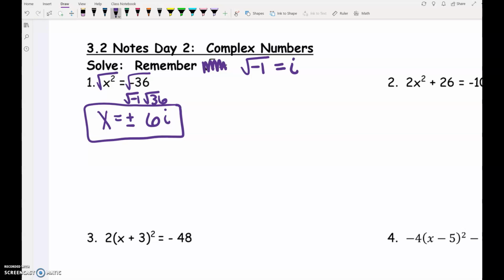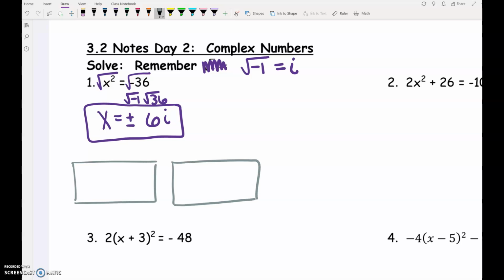Now, today, your assignment is going to be online through Clever, through Big Ideas Math, and it will give you 2 fields and say type in the answers. So one of your answers is 6i, the other answer is negative 6i, because they don't have that plus minus button in there. So just take that plus minus and separate that out into your 2 answers.